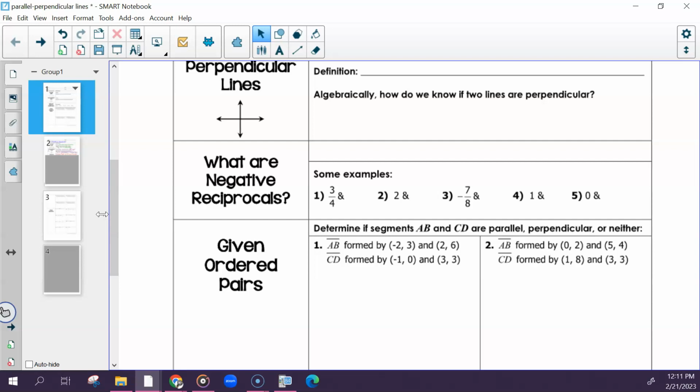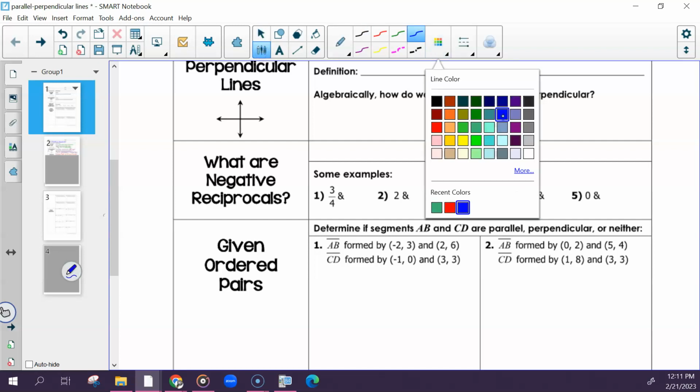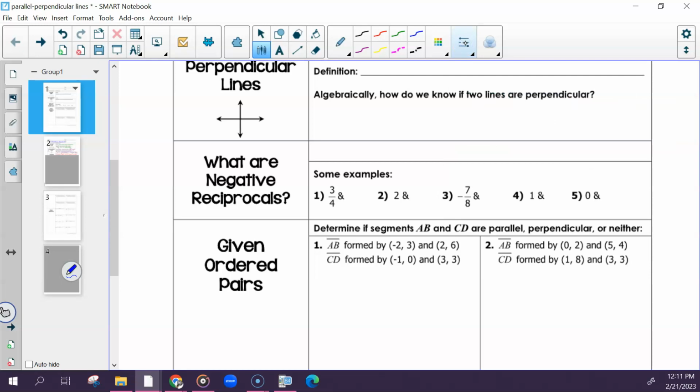Alright, so first let's do, this is not the example I'm talking about, we're actually doing one of these, but if I said, what is the negative reciprocal of 3/4? What would you say? We can say it out loud. Negative 4/3. The negative reciprocal of 2, negative 1/2. Negative reciprocal of negative 7/8. 8/7, positive 8/7. What about of 1? Negative 1.